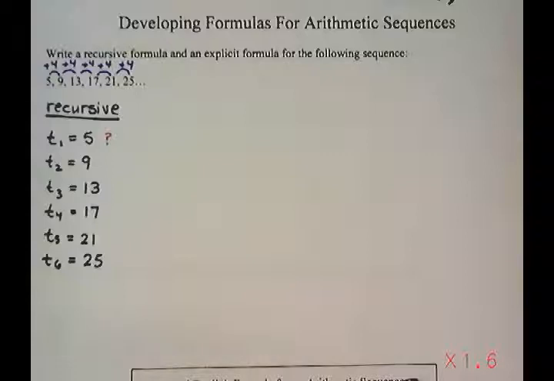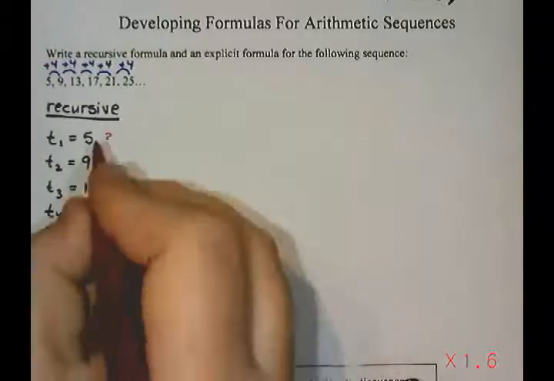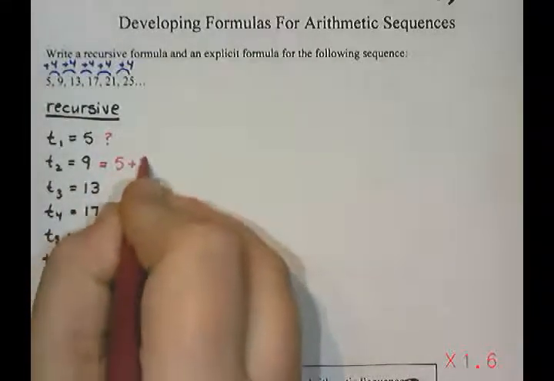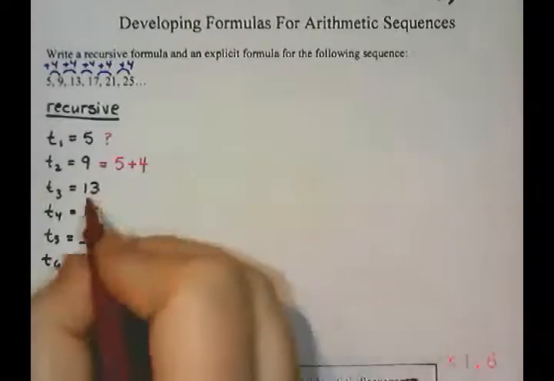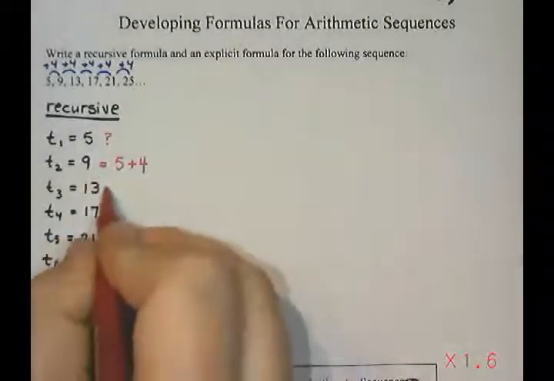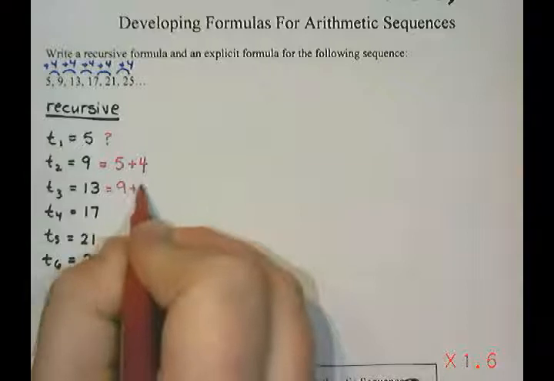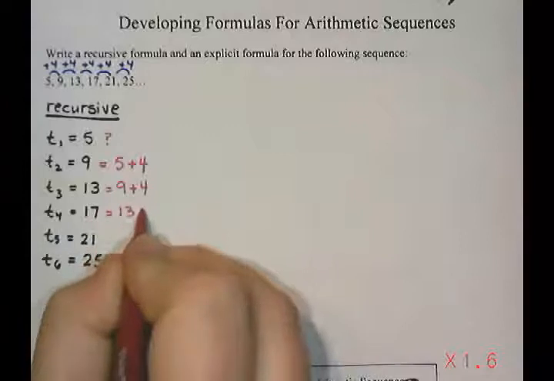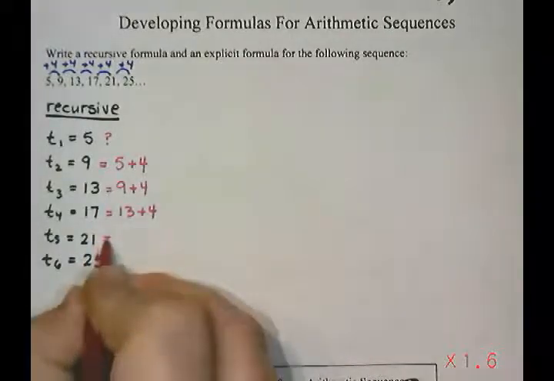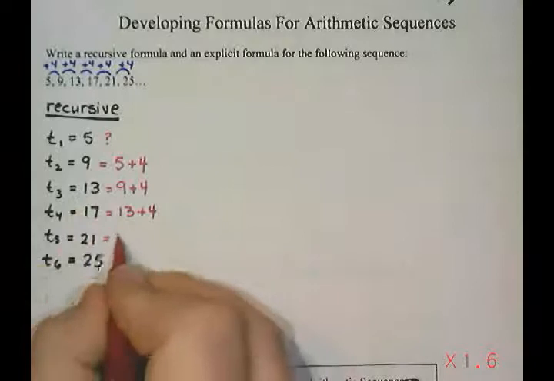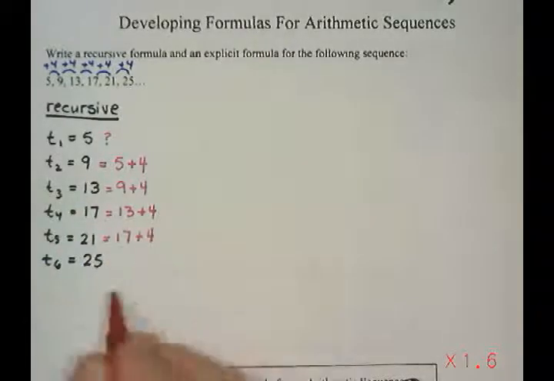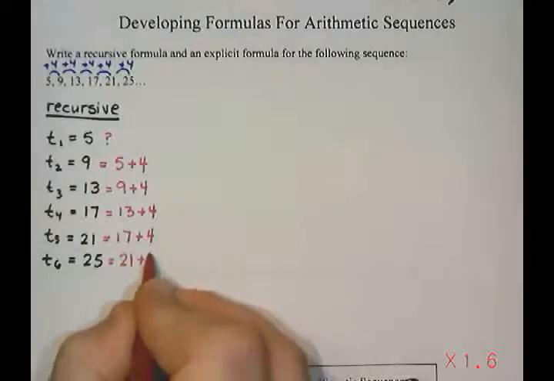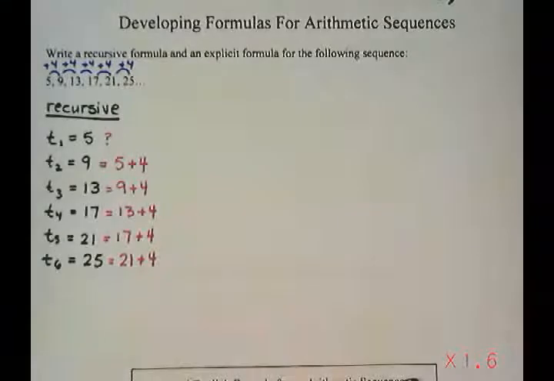But the next number, the 9, I know that I got that by taking 5 and adding 4 to it. To get the 13, we took 9 and added 4 to it. To get the 17, we took 13 and added 4 to it. To get that 21, we took 17 and added 4 to that. And to get the 25, we took 21 and added 4 to that.